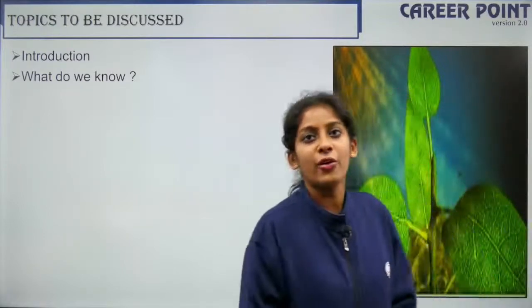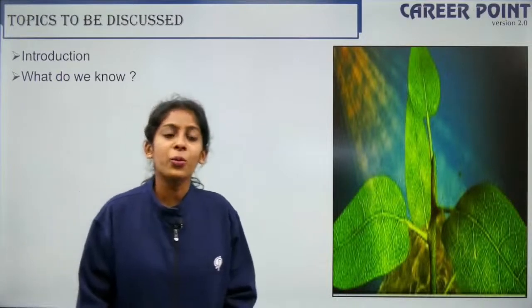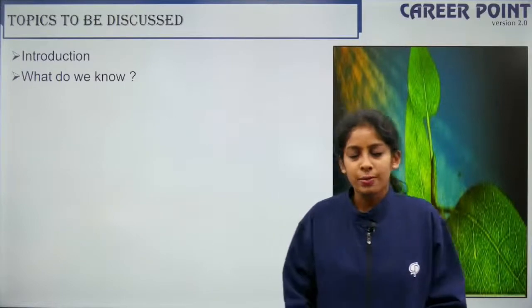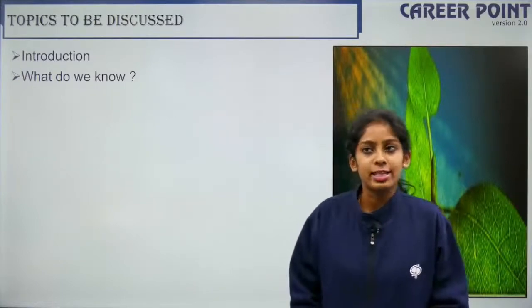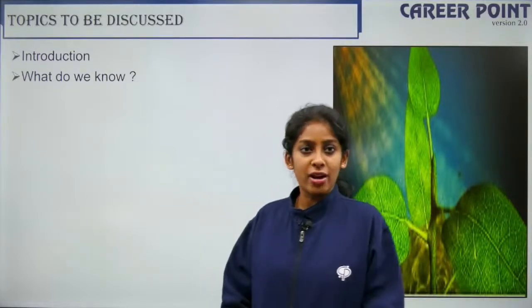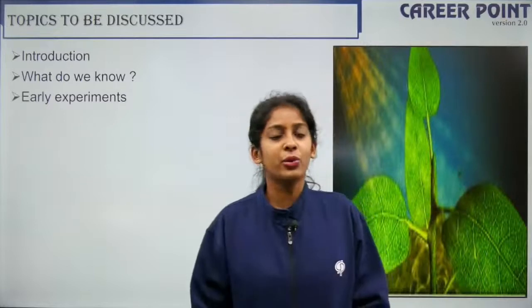Today you and I know what photosynthesis is. It's a process by which plants prepare food. But how do plants do it? We know that sunlight is needed. We know that carbon dioxide is needed. We know that it gives glucose and oxygen. How? How did scientists find out? How did they do all that?